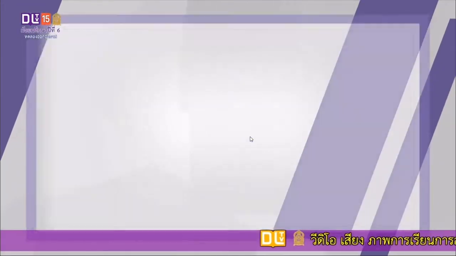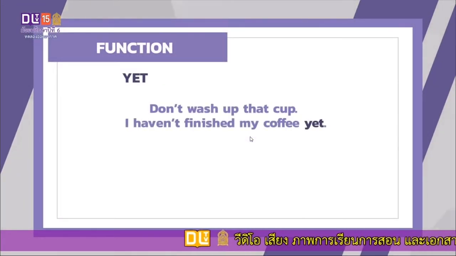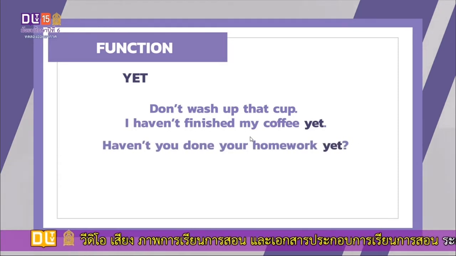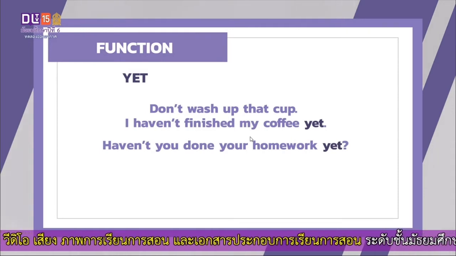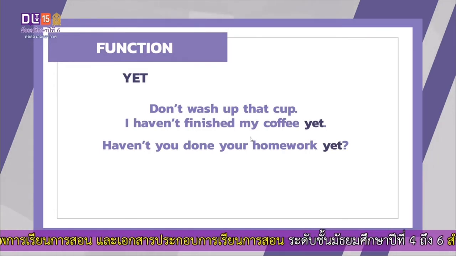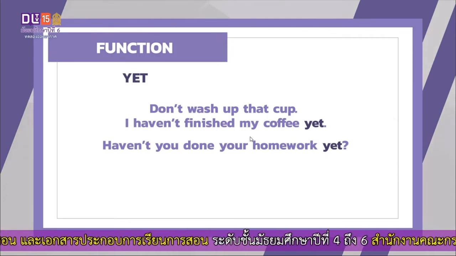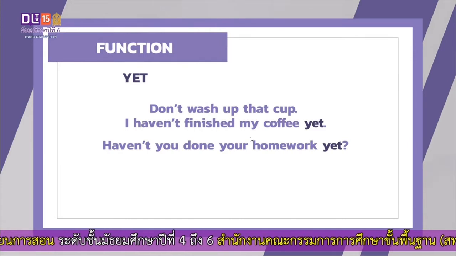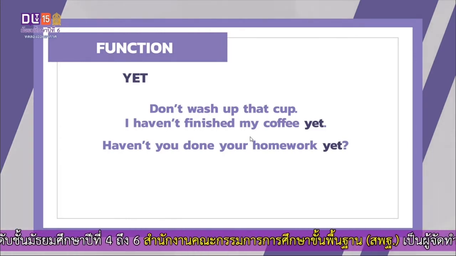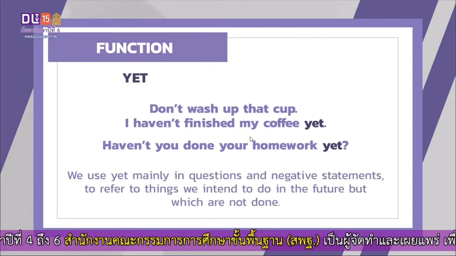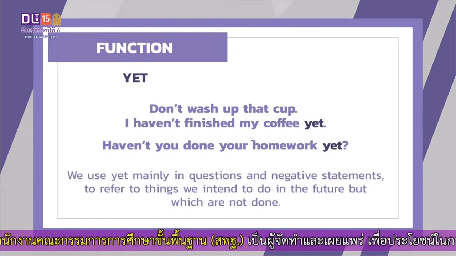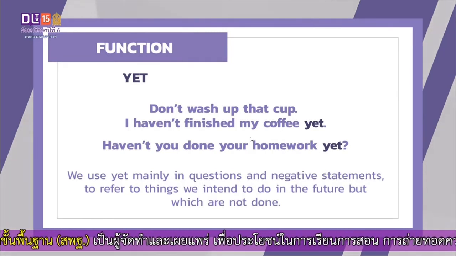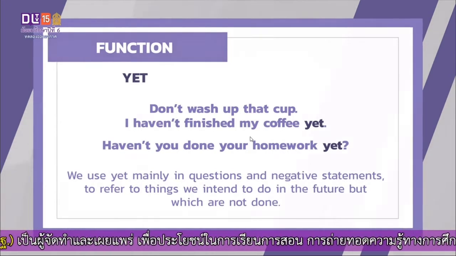Next, yet. Don't wash up that cup. I haven't finished my coffee yet. The second one, haven't you done your homework yet? Let's see how to use yet in these sentences. You can say, I haven't finished my coffee yet, and haven't you done your homework yet? Let's see how we use yet in these sentences. We use yet mainly in questions and negative statements to refer to things we intend to do in the future, but which are not done.